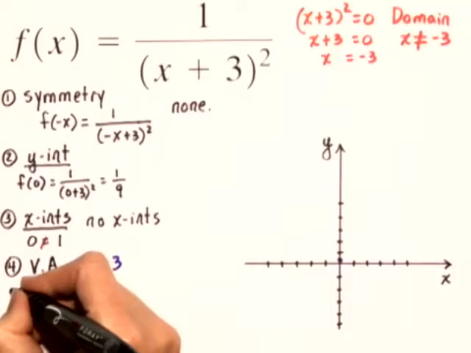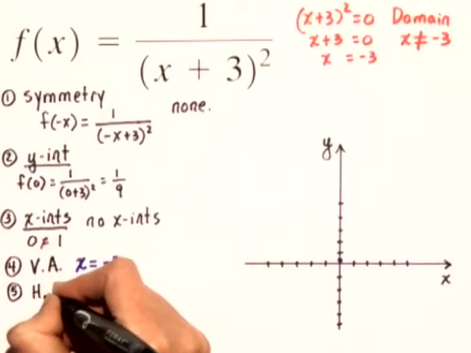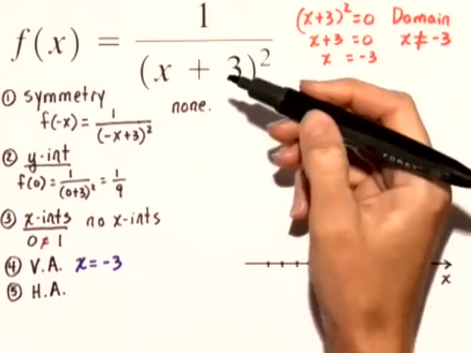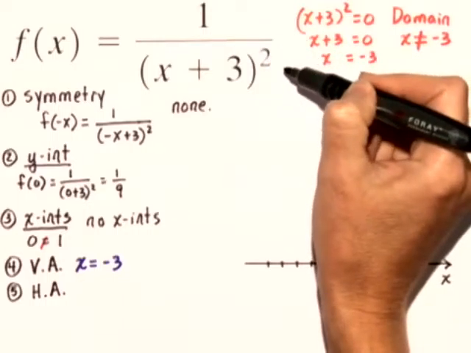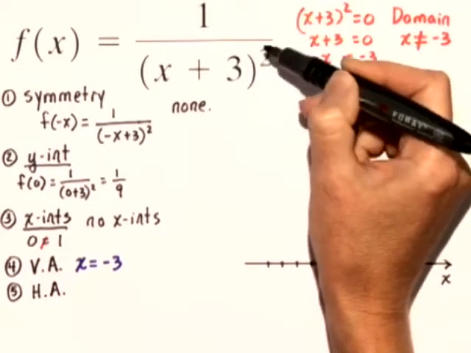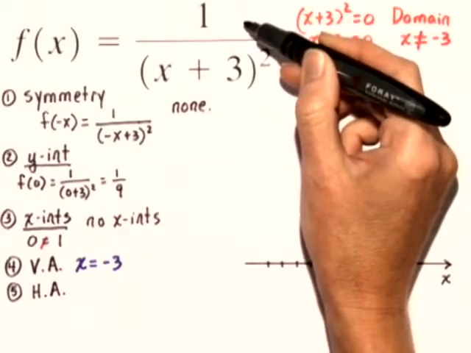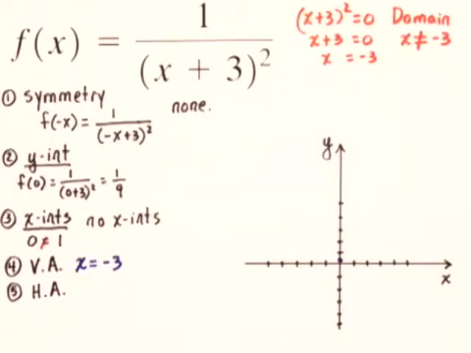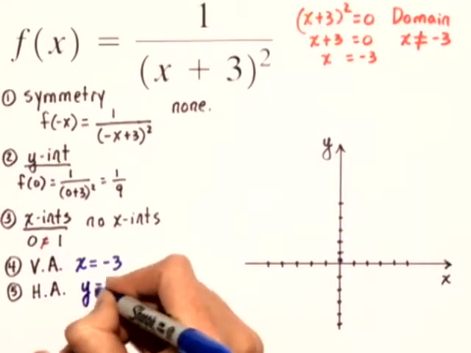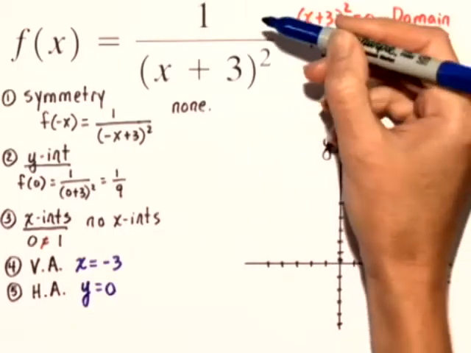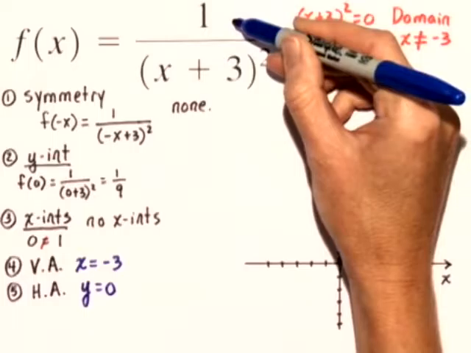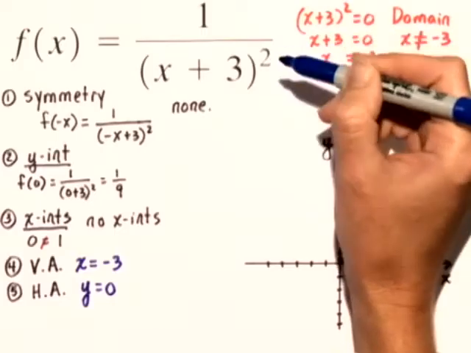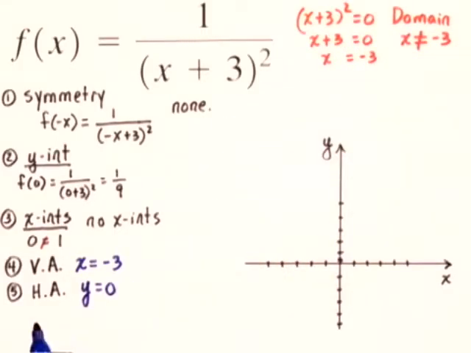Next, in step 5, let's look for any horizontal asymptotes. In order to find a horizontal asymptote, we're really comparing the degree of the numerator with the degree of the denominator. Anytime we have the degree of the numerator being less than the degree of the denominator, as we do in this case, we have a horizontal asymptote, which is the line y equals 0. Notice in our function, the degree of the numerator is 0 because it's a constant. The degree of the denominator is 2. Since 0 is less than 2, we have the horizontal asymptote y equals 0.